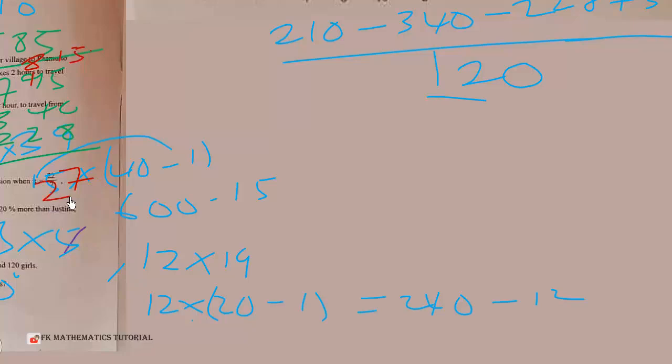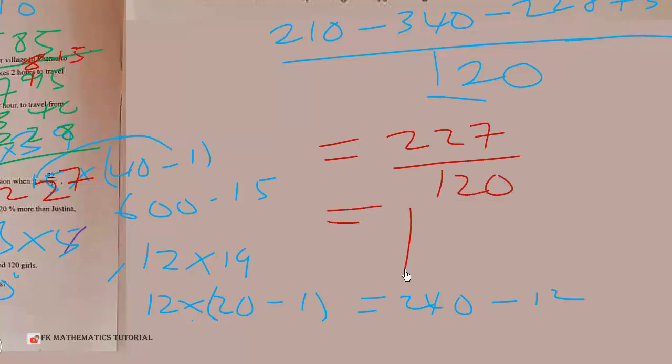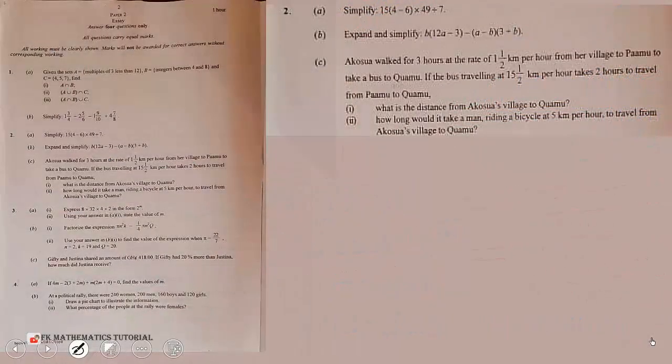Finally, 7 minus 3 is 4, minus 2 is 2. So we are going to get 227 over 120. And we know this will go inside one whole number. 227 minus 120 is 107. One whole number, 107 over 120.